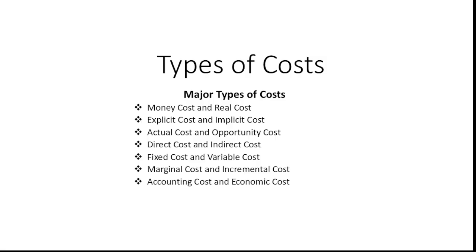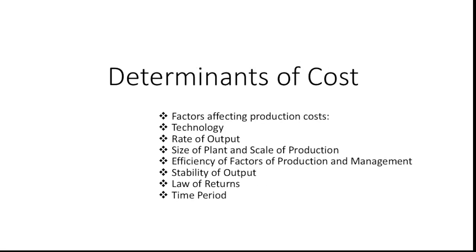Now, we will see the determinants of cost. What are the factors that influence the cost of production? First one is technology. Modern technology leads to optimal utilization of resources, and with it we can avoid all kinds of wastages, save time and reduce production cost. On the other hand, poor technology leads to higher production cost.